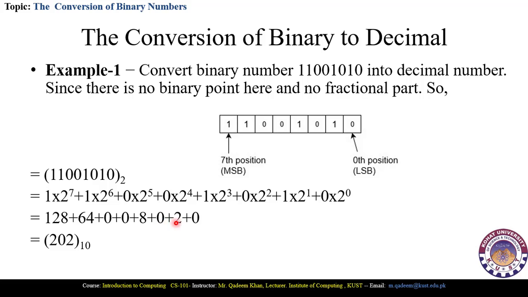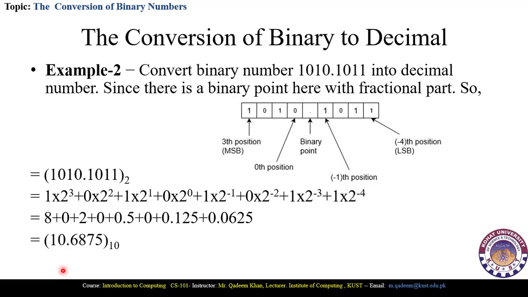When you sum all these values, you will get 202. So you should write the base 10 with 202 and you should enclose this number in small brackets with the base 10. So this is the required decimal number and we have converted this binary number into the decimal number system. And this is quite an easy concept.